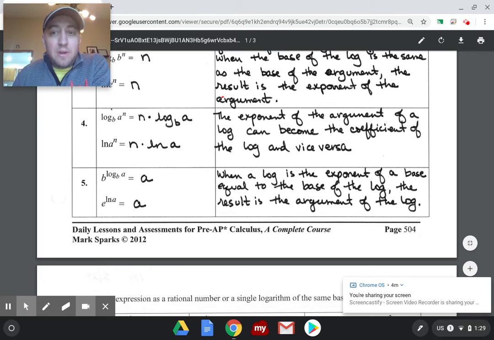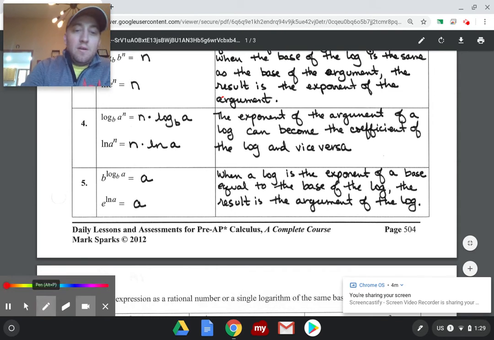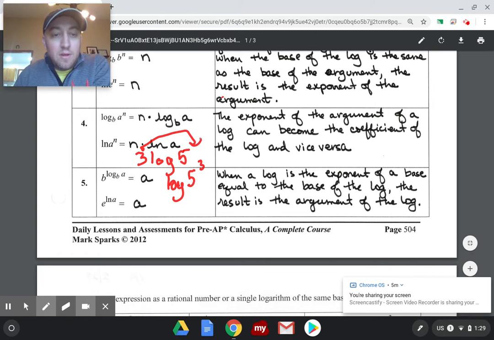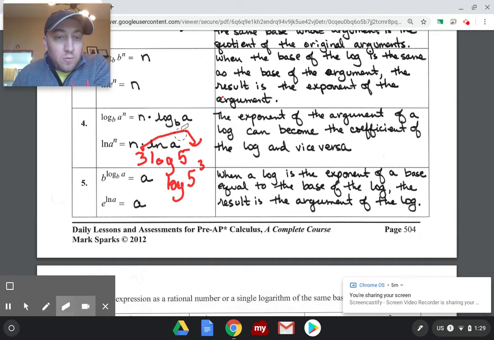And the same thing would be true working in the opposite order. So if I had 3 log of 5, we could rewrite that as log of 5 to the third power, just doing the same thing in opposite order. In this case, I'm taking my coefficient, whatever it is, and bringing it back in as our exponent. The same thing's true with the natural logarithm as well.